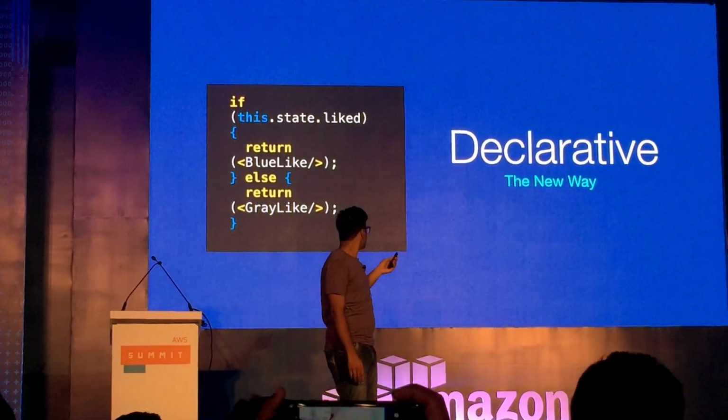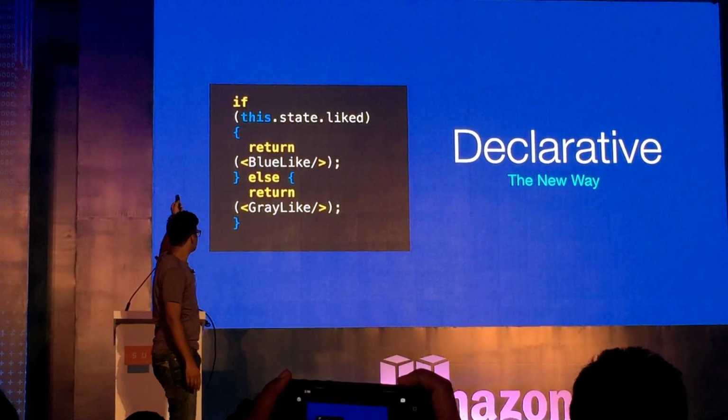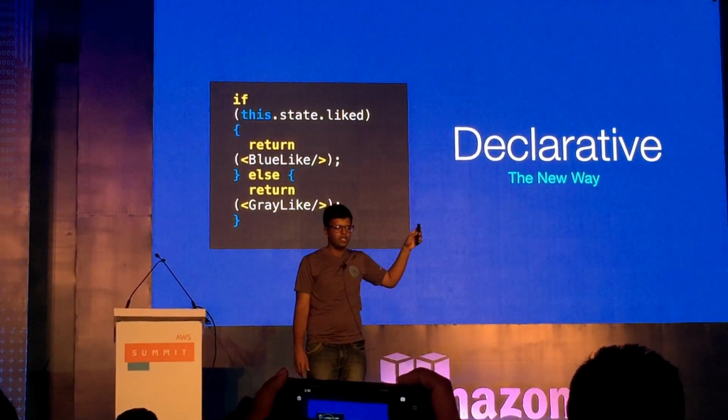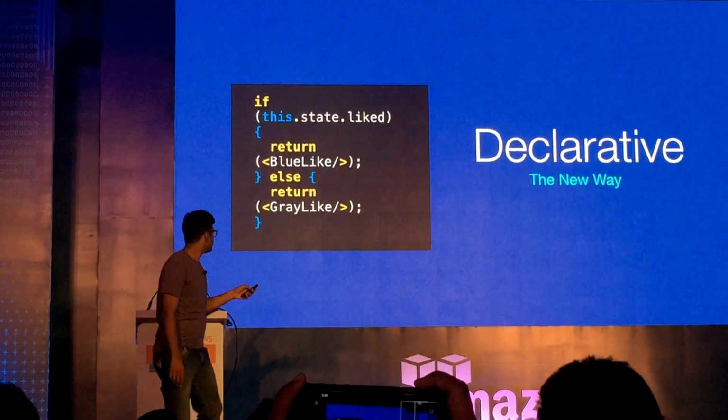So the declarative way of doing this is just you separate everything. You just see if this state is this, then return this, else that. This makes things very simple and life as a developer very easy.